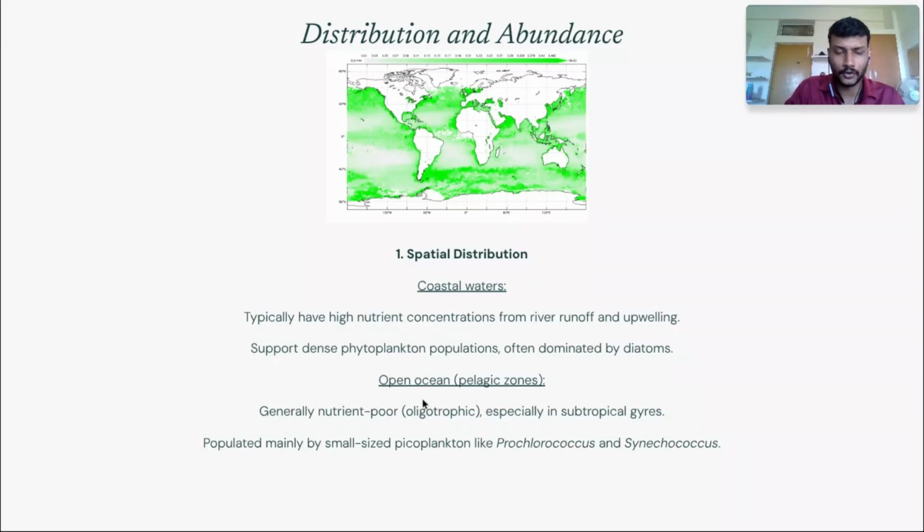Then we have the open ocean. The open ocean is very far from the coastal areas and from the river runoffs. As such, it has very low nutrient composition. And as we have already seen, these organisms not only require sunlight and CO2 for their growth, but they require other nutrients as well. As such, these open ocean areas have very low concentrations or densities of phytoplankton growth.